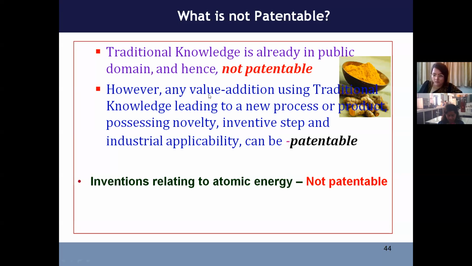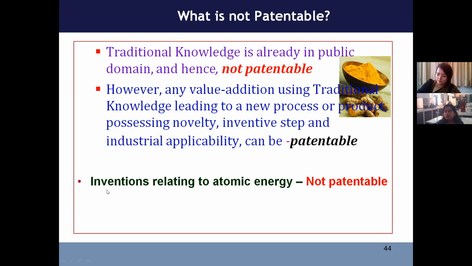However, any value addition using traditional knowledge leading to a new process or product possessing novelty, inventive step, and industrial applicability can be patented. If you do some value addition to the existing traditional knowledge, and by doing that value addition you can satisfy the patentability criteria, yes, in that case you can go for filing a patent. But just for traditional knowledge, you will not get one.